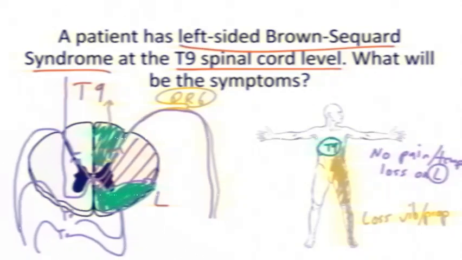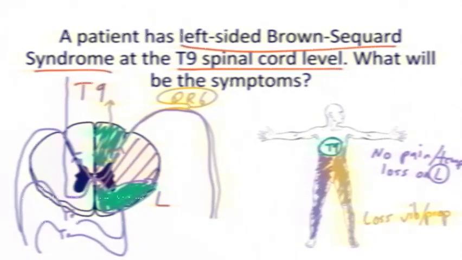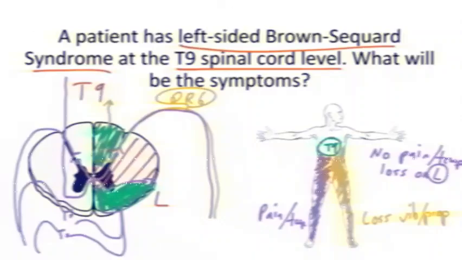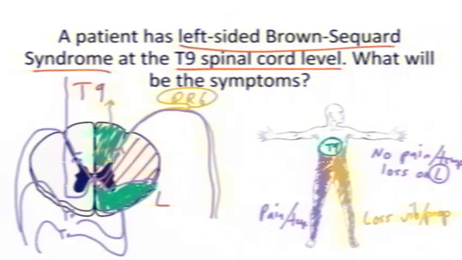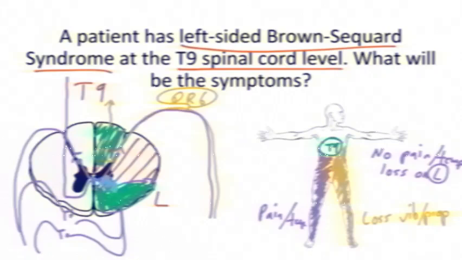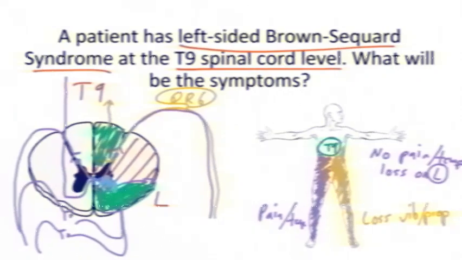So I'll demonstrate this on this man. So everything on this contralateral side will have lost pain and temperature. Now let's move on to the corticospinal tract. If the anterior horn of the gray matter is damaged, so this region here, then the patient would demonstrate lower motor neuron lesion signs on the ipsilateral side at the T9 level.